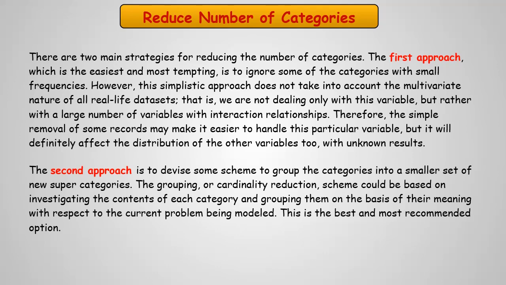there are a large number of variables with interacting relationships. You might actually be missing something. So while it's easier, it may not be best. The second approach is to devise a scheme to group them together into smaller sets of new supercategories.